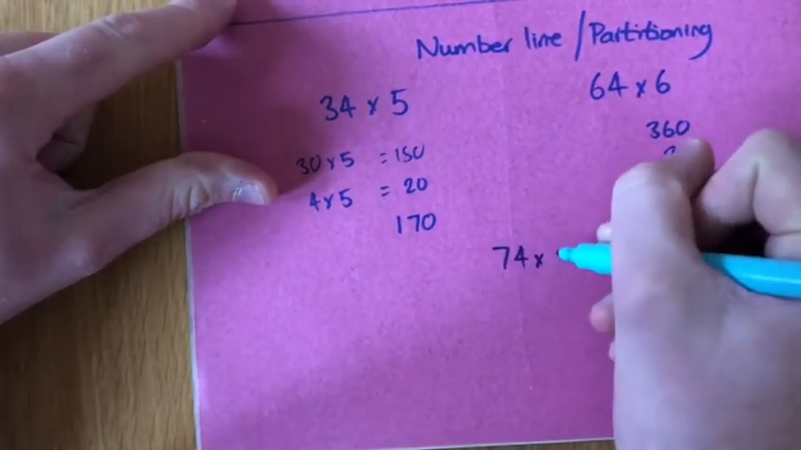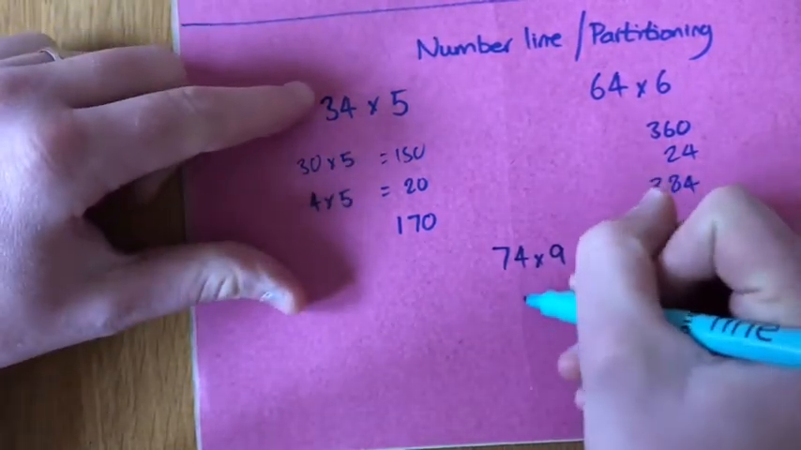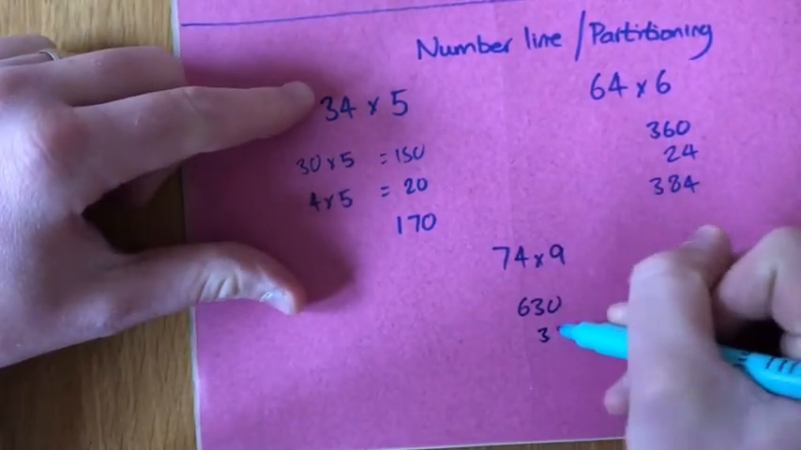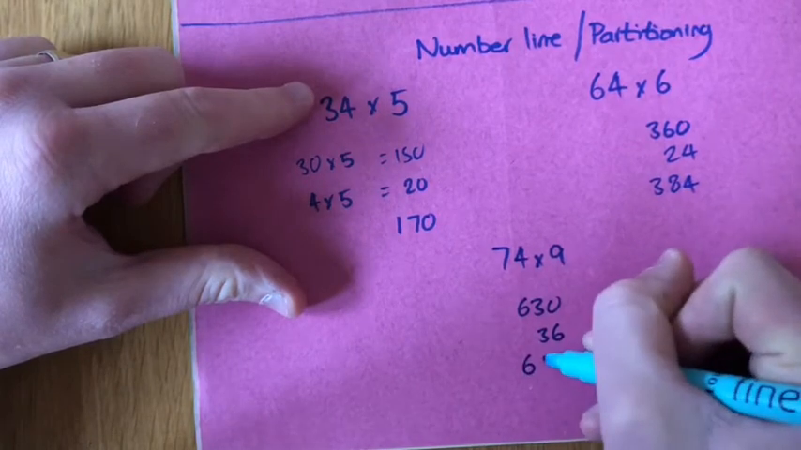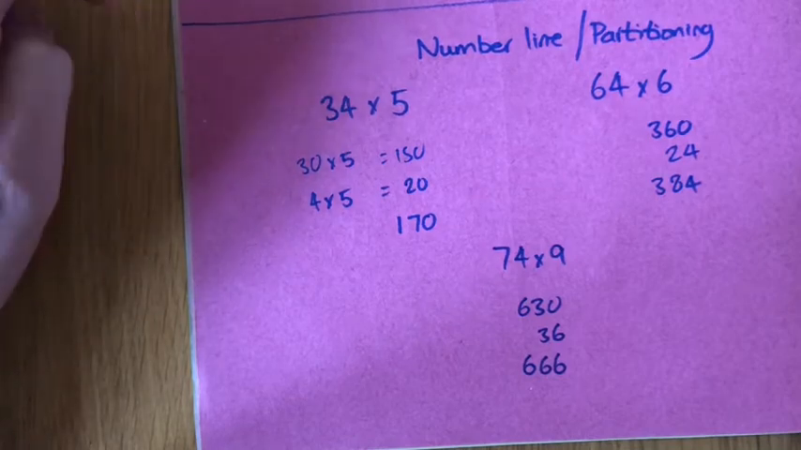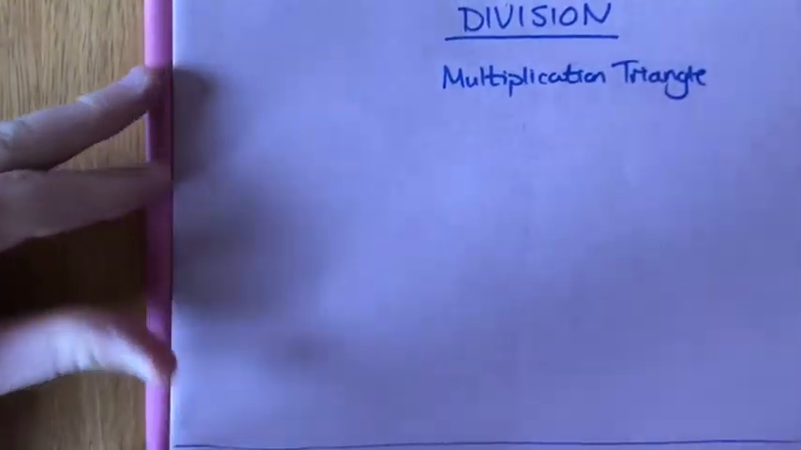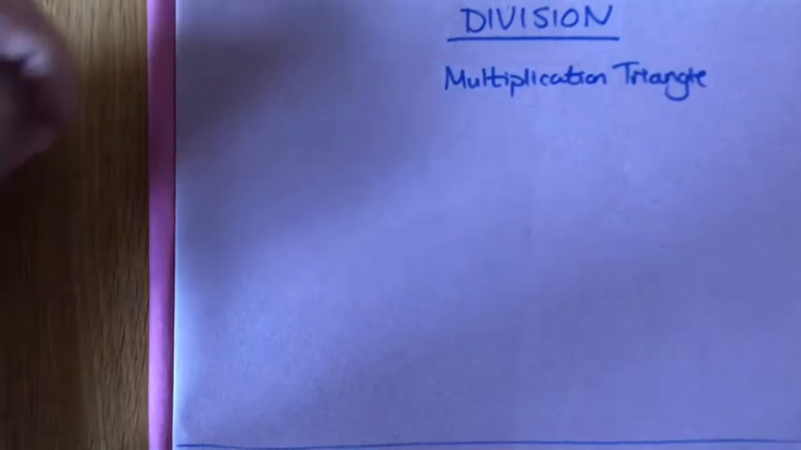74 times by 9. Well, 70 times 9 is 630. 4 times 9 is 36. So my answer is 666. Okay, I hope that is fairly straightforward. So that is multiplication. Moving on to division. So actually, multiplication triangle still massively going to help us out in this.